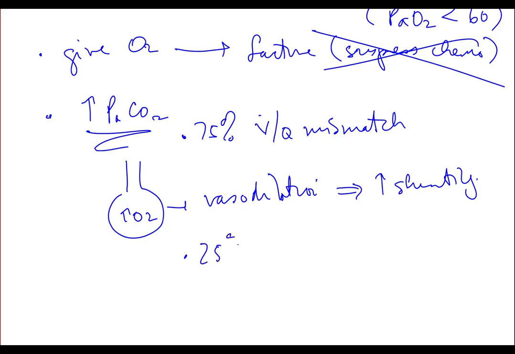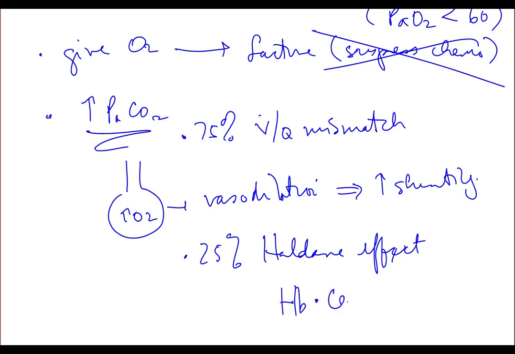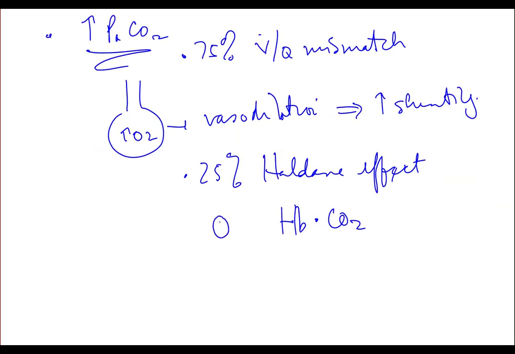And about 25% of that rise in CO2 is due to the Haldane effect. When we talk about the Haldane effect, that describes the fact that much of your CO2 is carried on your hemoglobin, your so-called carbaminohemoglobin. Well, O2 has a higher avidity, so when the O2 comes in, it displaces the CO2 into the blood, and you can see that rise.